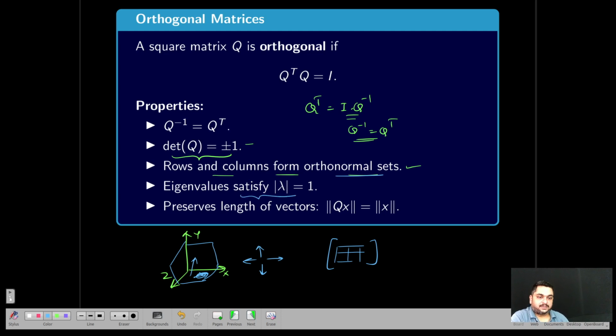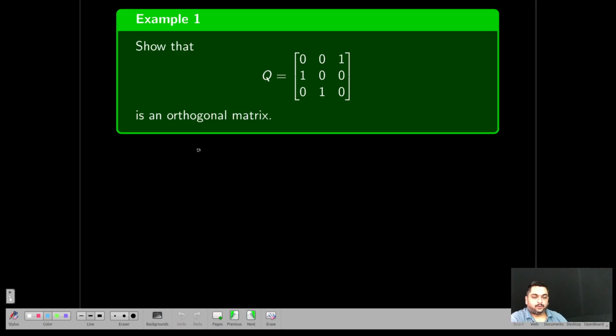And then the eigenvalues satisfy lambda equal to 1, that can be plus or minus 1, but we say only dimension 1. It preserves the length of the vectors, so the initial vector length will be equal to the length of the orthonormal set vectors. Okay. More on that I will explain when we take vector spaces. As of now, for basic linear algebra, these concepts are sufficient. So this is an orthogonal matrix.